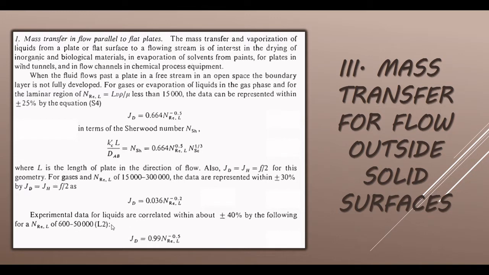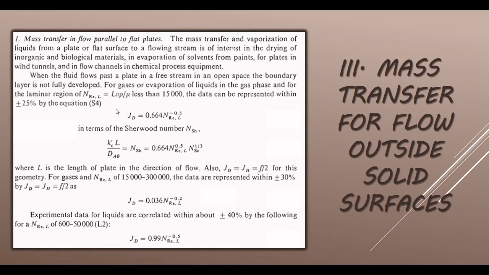Now, experimental data for liquids are correlated within about plus or minus 40% for Reynolds numbers within the range of 600 to 50,000. In that case, if the Reynolds number falls in this range, this is the dimensionless J sub D factor that you're going to use. This is for liquids, whereas if it's for gases within this Reynolds number range, this would be the corresponding expression you're going to use. And this one is for gases or evaporating liquids in the gas phase. So you have different J sub D expressions depending on the value of the Reynolds number.